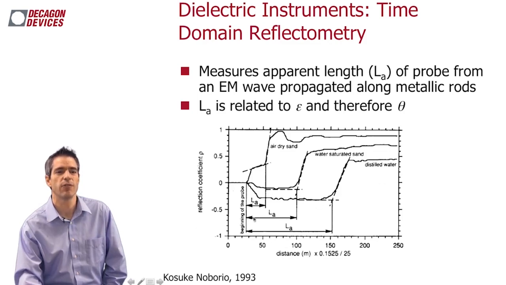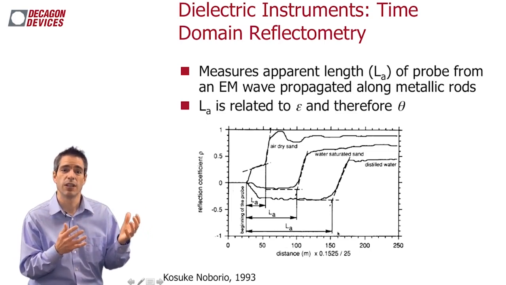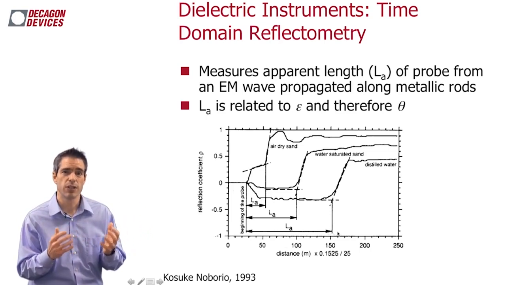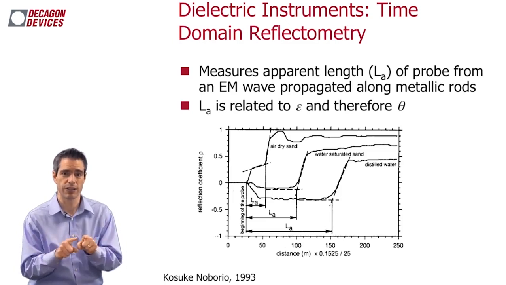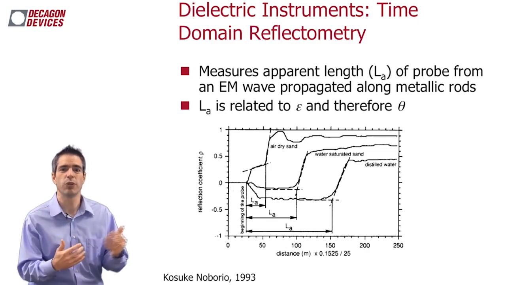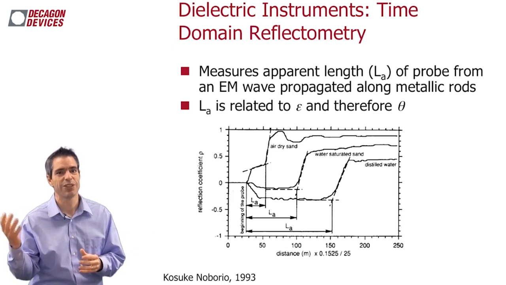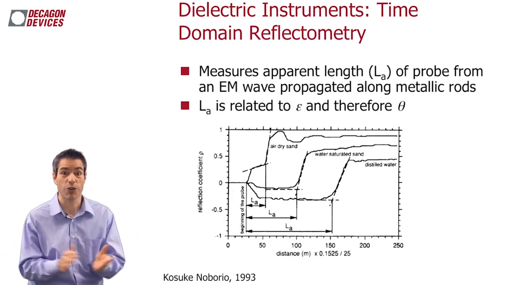You can see how that time is extended, and finally we have distilled water. And again, that length is much, much longer. So you can see that as we add more water to the soil, we increase this apparent length, the time it took the pulse to actually get down the sensor, and we can compare that to the actual length. In the end, we can relate that to the charge storing ability, and finally the volumetric water content. So that's how it all works.